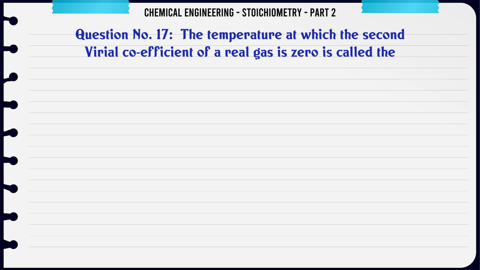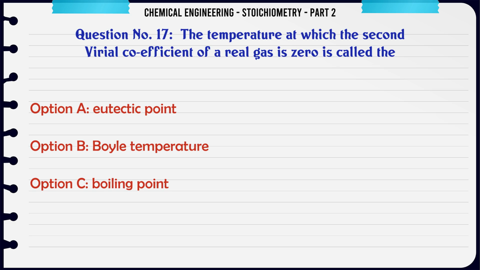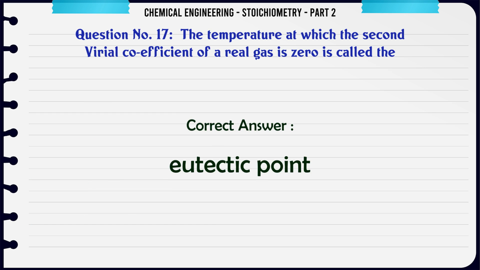The temperature at which the second virial coefficient of a real gas is 0 is called the: A eutectic point, B boil temperature, C boiling point, D critical temperature. The correct answer is eutectic point.